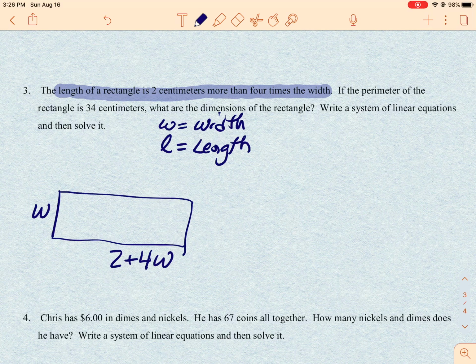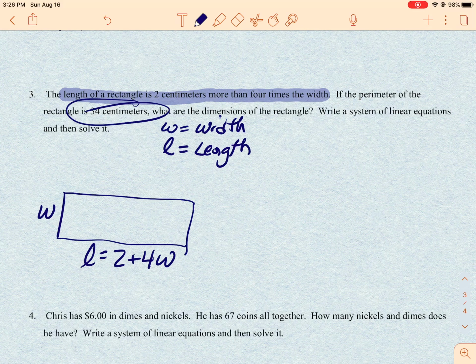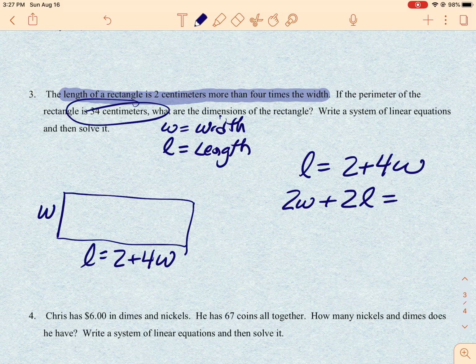The perimeter is 34 centimeters. That means you add up all of the sides. Well, how do you add up all the sides? You have two W's and then two L's. So our system of equations here would be L equals 2 plus 4W. And then we have twice the width plus twice the length is equal to 34.